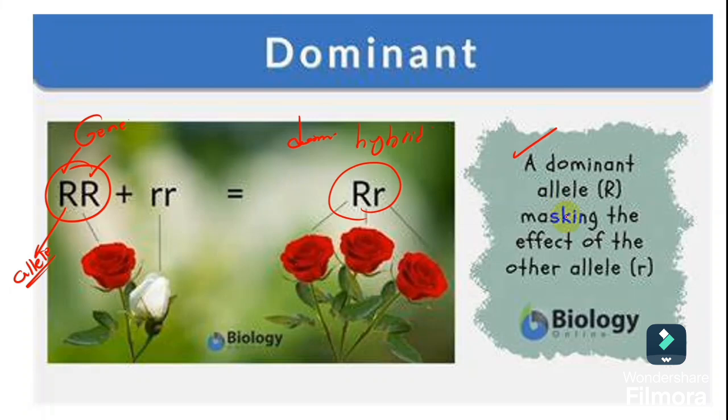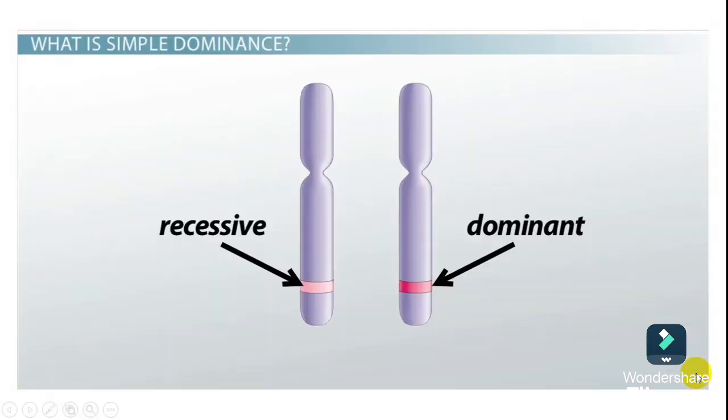So the dominant allele masks the effect of the other allele. The other allele is called recessive, the recessive allele, the weak one. Look at this one, my friend. Here we have two alleles. One of them is the dominant allele, and this one is the recessive allele.